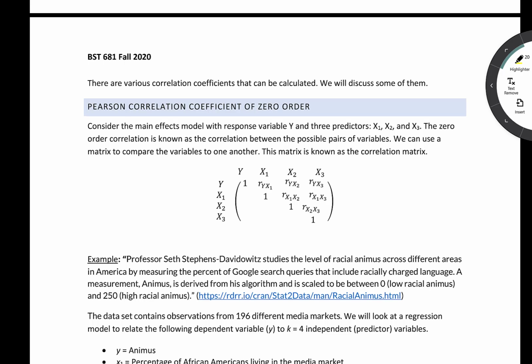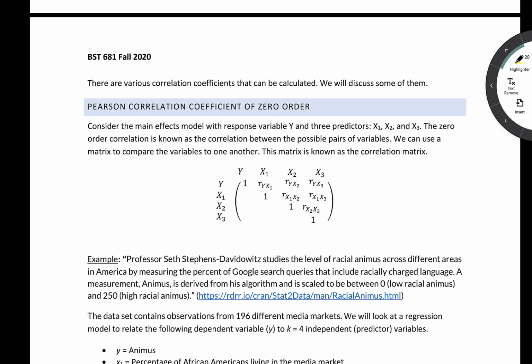The zero order correlation is known as the correlation between the possible pairs of variables. We can use a matrix to compare these variables to one another, and this matrix is known as the correlation matrix. So let's talk a little bit about the correlation matrix for this example.